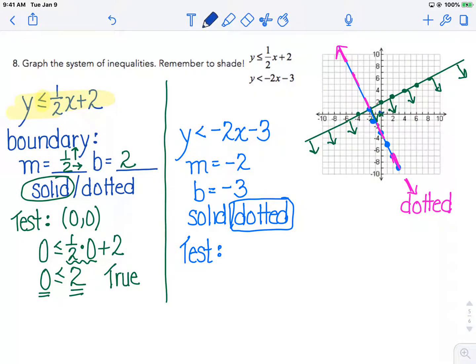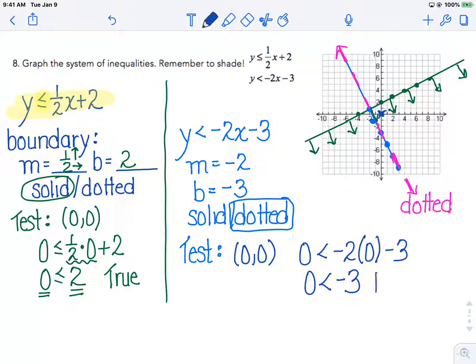I can test 0, 0 way over here. So you could have picked any other point. I'm going back to my inequality to test it. And this would say that 0 is less than -3, which is false. 0 is not smaller than -3. So if that makes that 0, 0, I don't want to shade up to the side of my pink line that 0, 0 is on. I want to shade away from it, saying 0, 0 is not a solution for that, so it would not be part of the solutions for both of them.